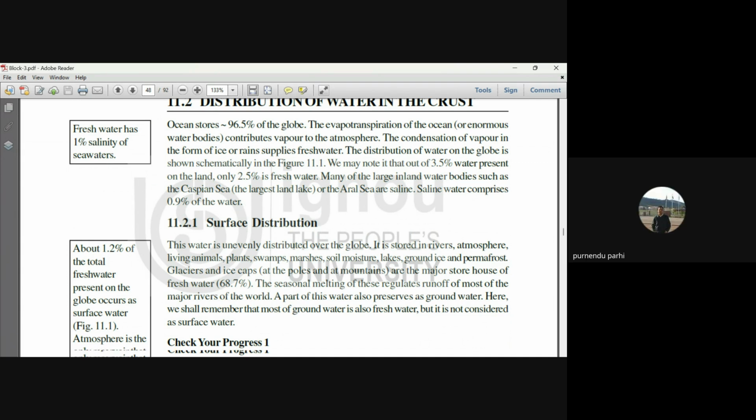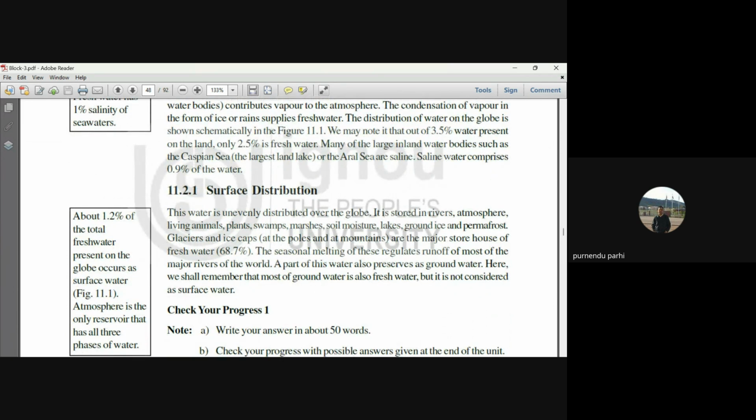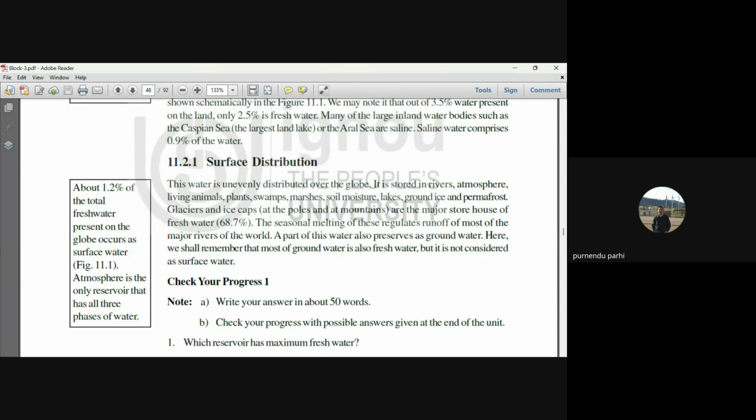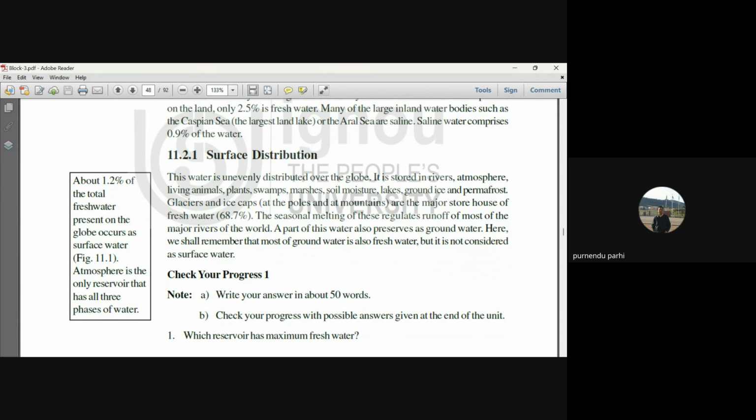Surface distribution. The water is unevenly distributed over the globe. It is stored in rivers, atmosphere, living mammals, animals, plants, swamps, marshes, soil moisture, lakes, ground ice, and permafrost. Glaciers and ice caps are the major storehouse of fresh water. The seasonal melting of these regulates runoff of most of the major rivers of the world. A part of this water is also preserved as groundwater. Here, we shall remember that most groundwater is also fresh water, but it is not considered as surface water.